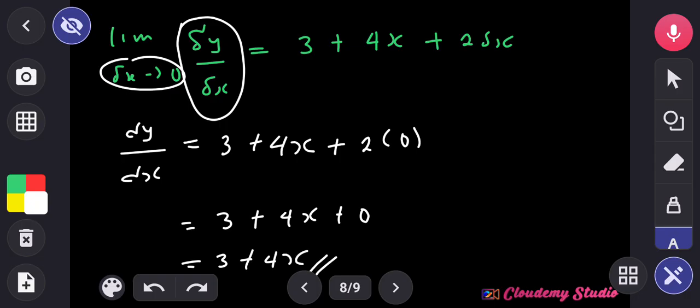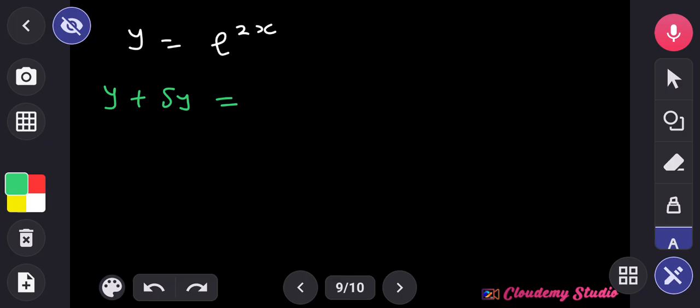So this is how to differentiate using first principle. You understand? So this is how to differentiate basically using the first principle method. Let's take for an example. We are given a question like differentiate y equals exponential 2x using first principle. What we're just going to do is that what? We're just going to say that, taking the small increment of both sides, y plus delta y will be equals to exponential 2x plus delta x. You understand?